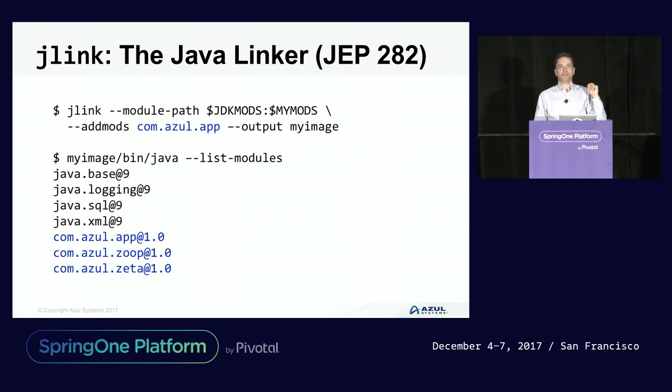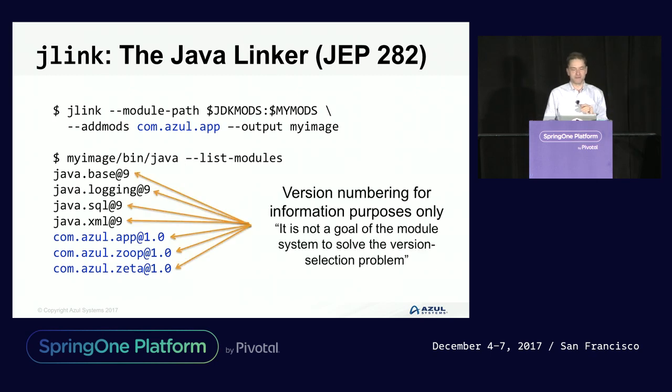The observant amongst you will see that there are some numbers there as well. So at 9, at 1.0. And you might be thinking to yourself, oh, look, we have got versioning. No, do not get excited about that.